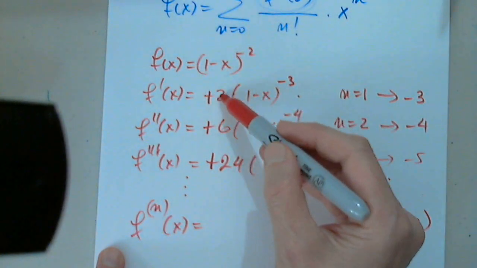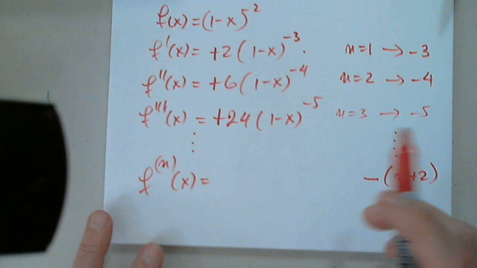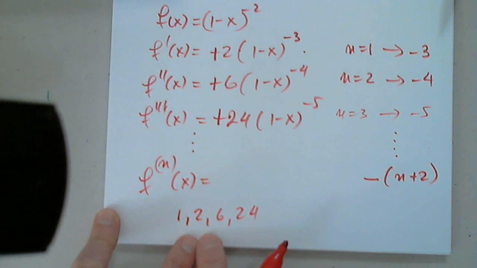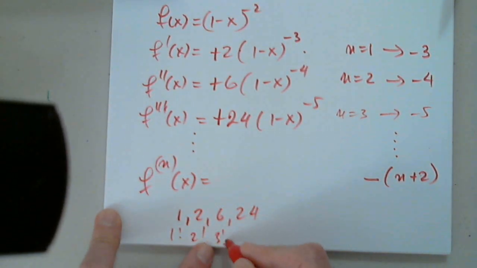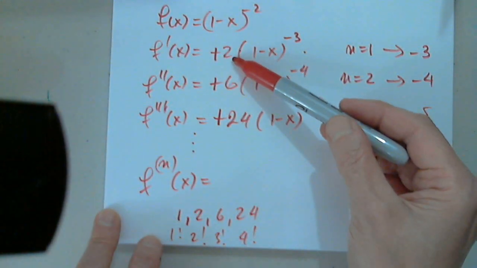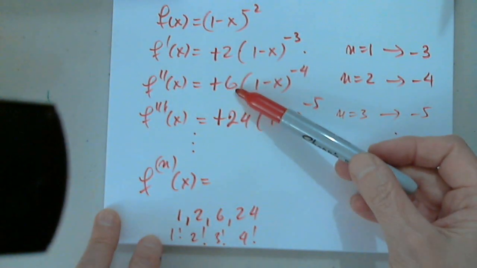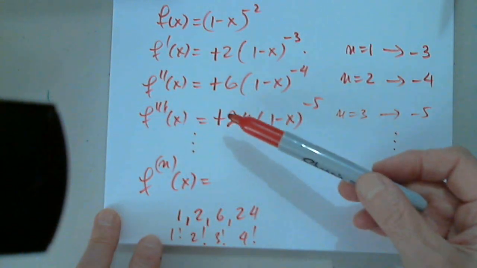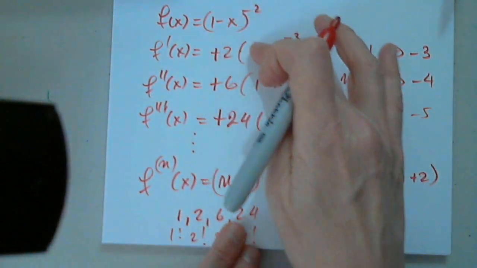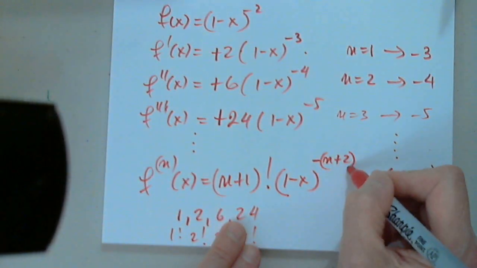Fine. But what do I do with 1, 2, 6, 24? Please remember, these are factorials. So 1, 2, 6, 24. This will be 1 factorial, 2 factorial, 3 factorial, 4 factorial, and so on and so forth. So 1 has 2 factorial, 2 has 3 factorial, 3 has 4 factorial. So obviously we are looking at (n plus 1) factorial. Then we have 1 minus x, and as we discussed, the power is negative (n plus 2).